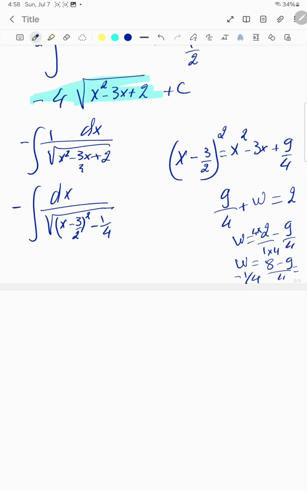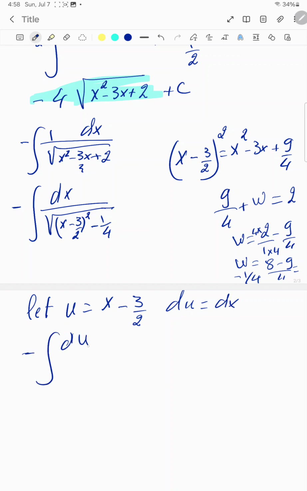So now we can say let u equal x minus 3 over 2. So my du is equal to my dx. So my integral becomes minus du divided by the square root of u squared minus 1 over 4.